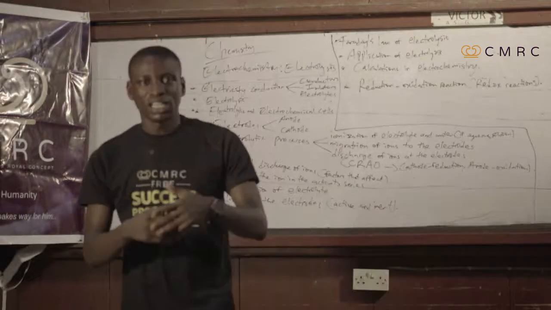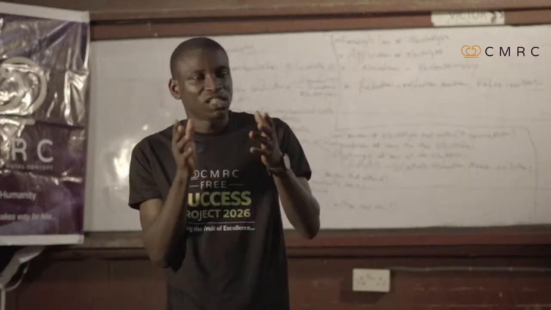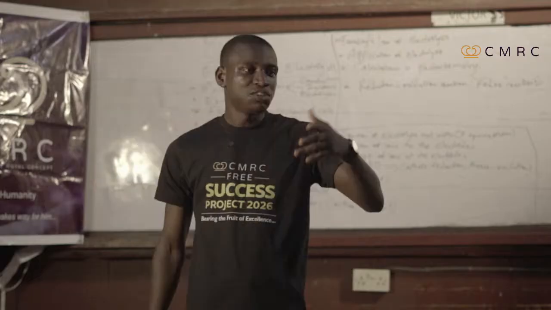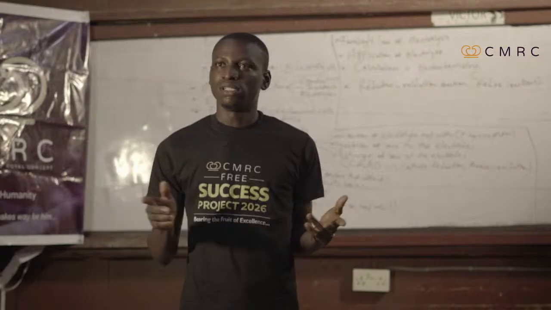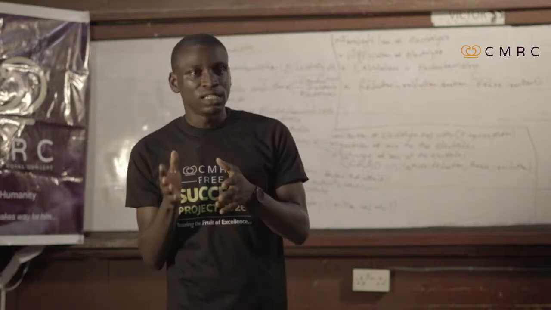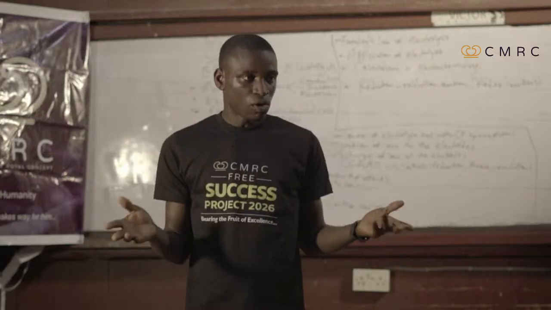Electrochemistry. What is electrochemistry? From the word electrochemistry, we have a mixture of two things: electro and chemistry. From electro, you see electricity, and chemistry deals with the study of matter, anything about matter. So when we say electrochemistry, we are basically talking about the chemistry of electricity with application to chemical compounds.